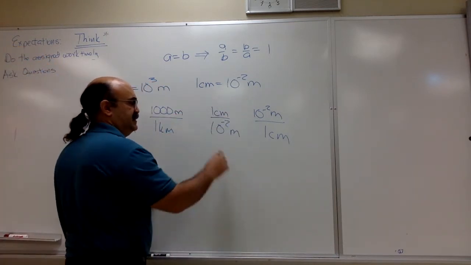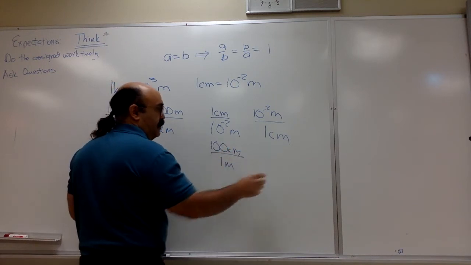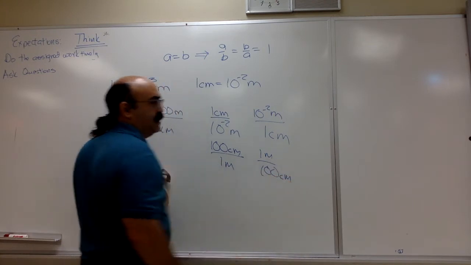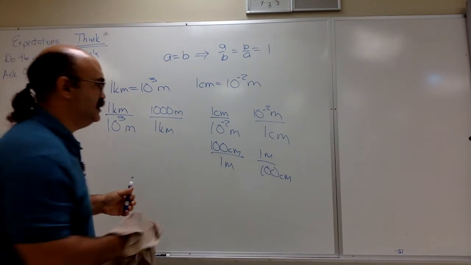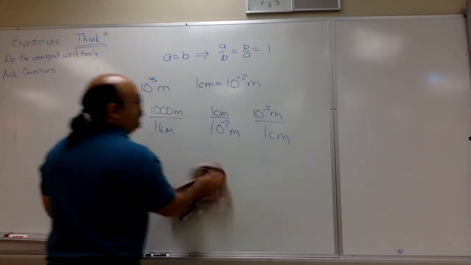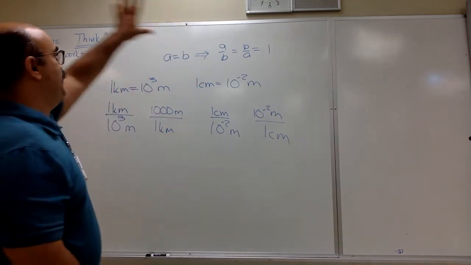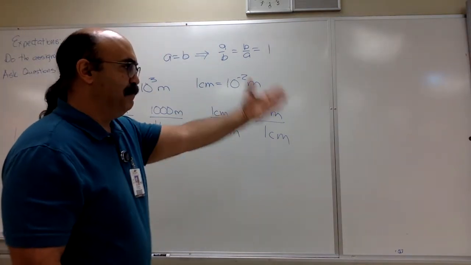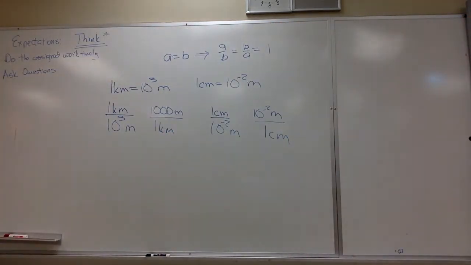Equivalent to this is the fact that 100 centimeters per 1 meter, or 1 meter per 100 centimeters. They mean the same thing, just so you know. But there's my 4 conversion factors. That's what I'm asking for, the 4 conversion factors. That should be B, where it said rewrite these equalities as conversion factors.